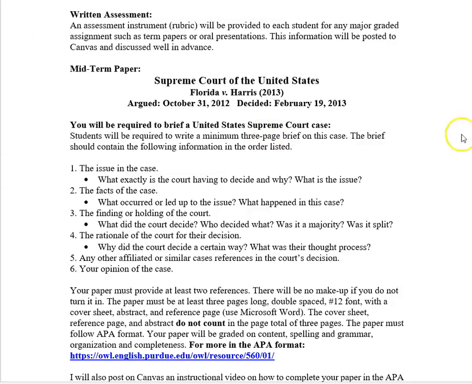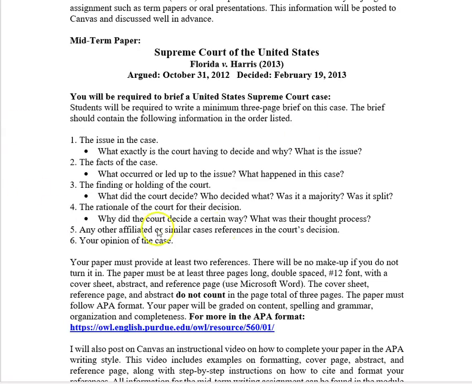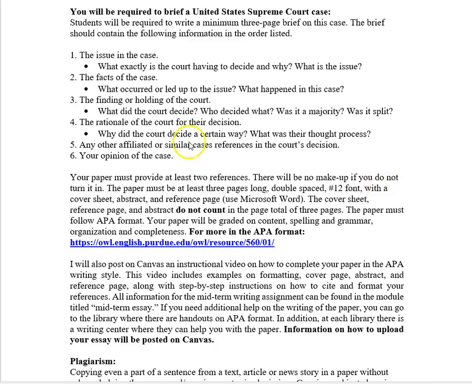Now, with that being said, here's the part that everybody doesn't like: the midterm assignment, the research paper. Your research paper is going to be on this particular case study, Florida versus Harris. I give you the 6 points that I want you to talk about, so I'm helping you out with a little bit of an explanation here. Here are some guidelines on the paper down below.